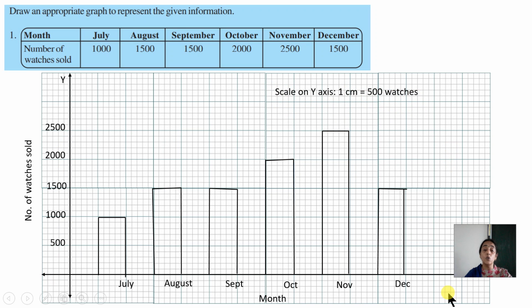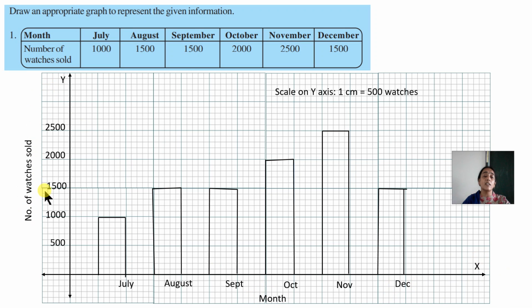Then you should also write down what you are representing on the x-axis. So I have written down here month, and the number of watches sold I have written down here. Is it clear? So what all you have to remember? Y-axis, x-axis, number of watches sold, month, scale on y-axis 1 centimeter is equal to 500 watches, and then you write down the names of the months leaving 2 squares after the 0. Here you have to write 0 also.